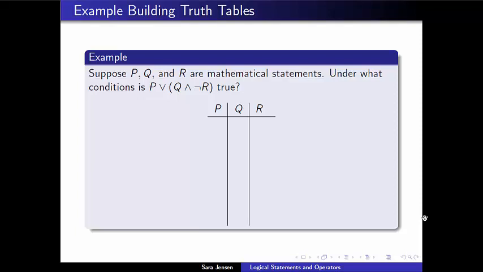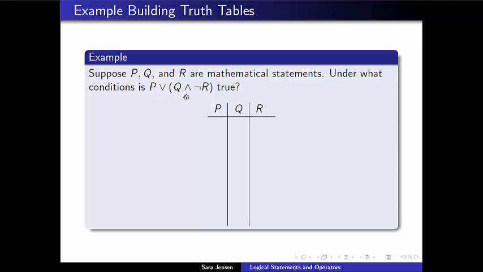In this video, let's work together to build an example of a truth table for a more complicated logical expression. Now, the first thing that we do when building this truth table is identify the underlying mathematical statements that will ultimately determine all possible cases for us.